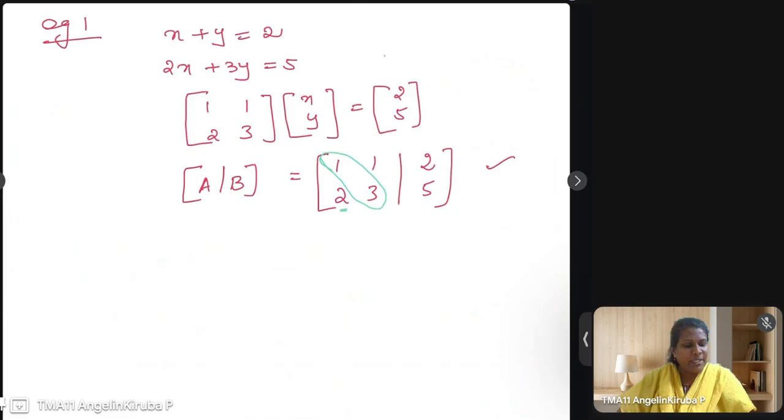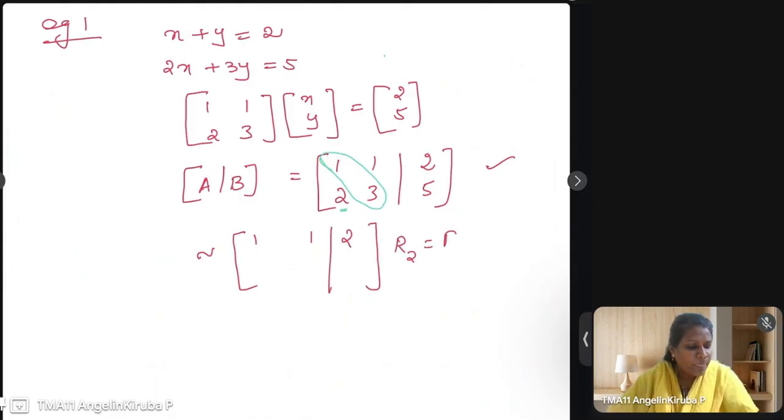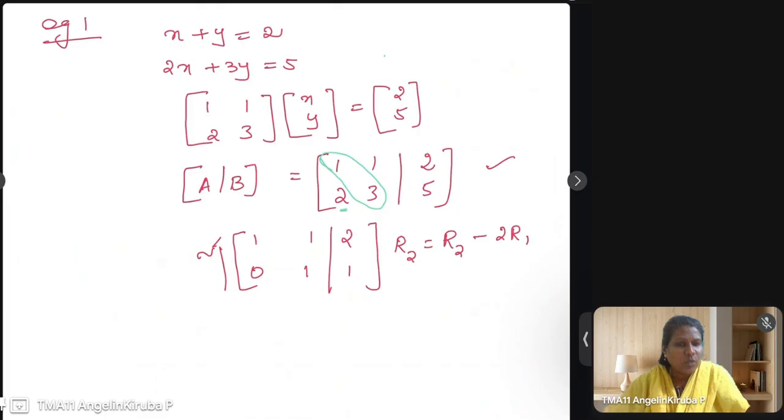What row transformation can we do for this? The first row will come as it is. This is 2, so R2 is equal to R2 minus 2 times R1. So this element is 0, then 3 minus 2, that will be equal to 1. And this is 5 minus 4, and that is also equal to 1. Now for this we have to apply the back substitution method. Back substitution method is nothing but, from the last we have to go.